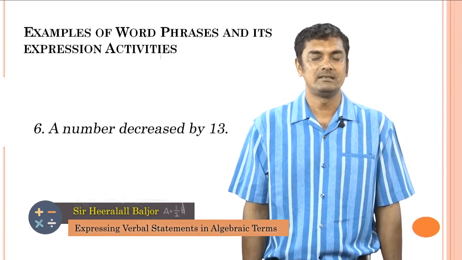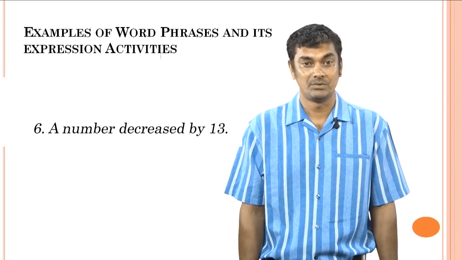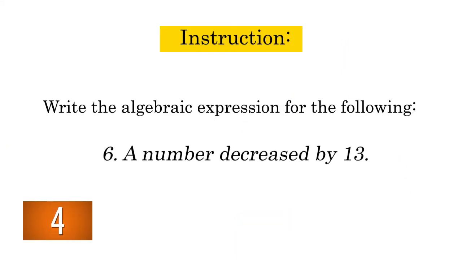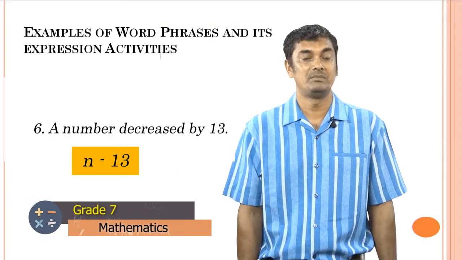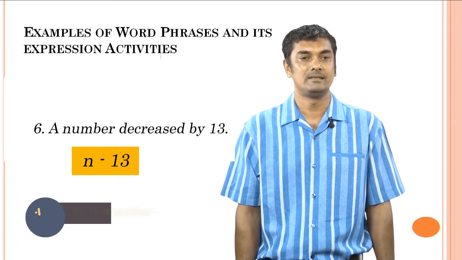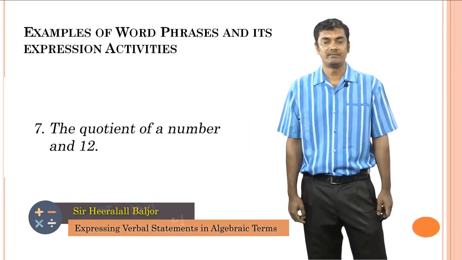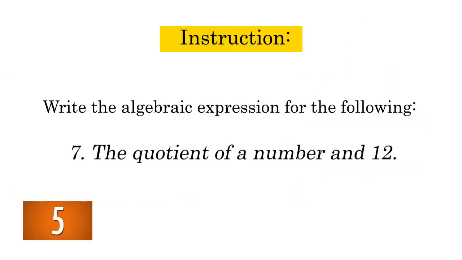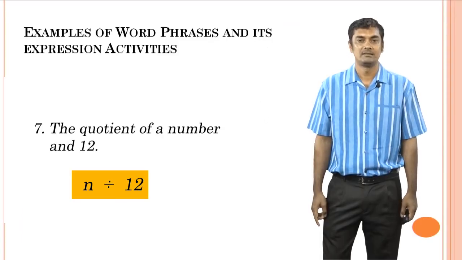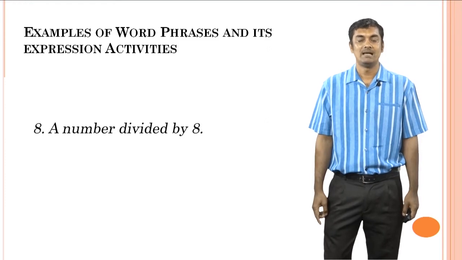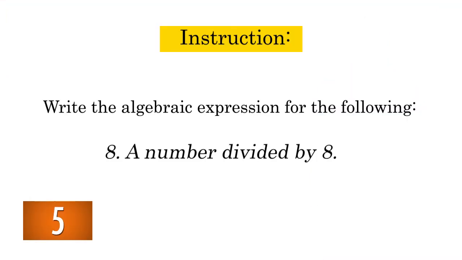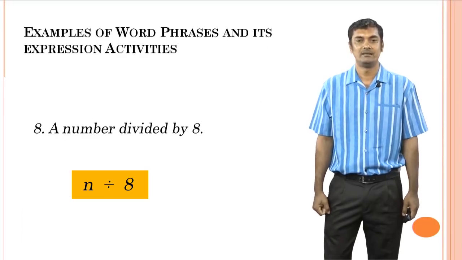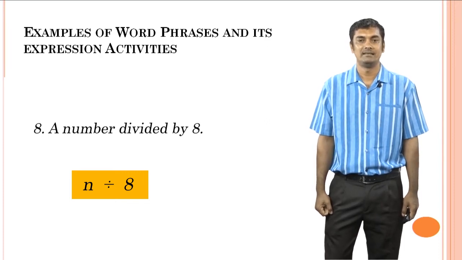A number decreased by 13. Key term, decreased by. Very good. So written algebraically, it is n minus 13. The quotient of a number and 12. Key term, quotient. Excellent. n divided by 12. A number divided by 8. You're going good so far. Yes, it is n divided by 8.